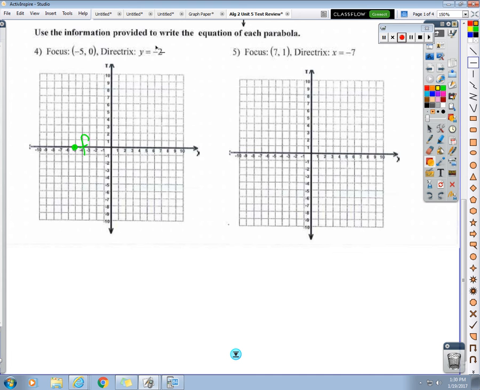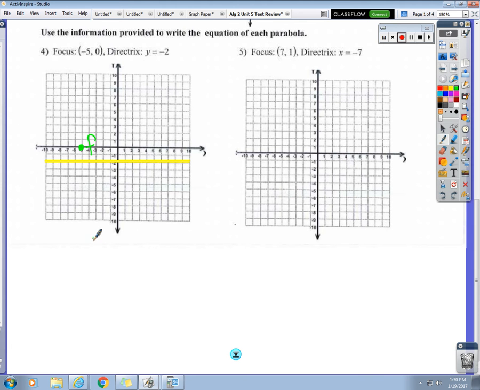A line going through the y-axis at -2 would look like this. I go through the y-axis at -2, so it's a horizontal line, which lets me know I'm going to be using the equation that starts out y minus k, right? Because anytime you have a horizontal directrix line, you use the formula that starts with y minus instead of x minus. Okay, so now, where will the vertex go if that's the directrix and that's the focus?